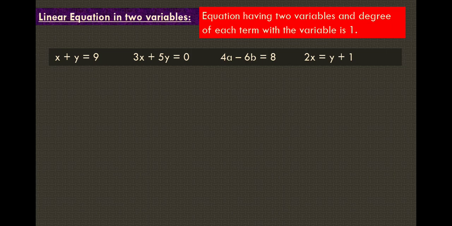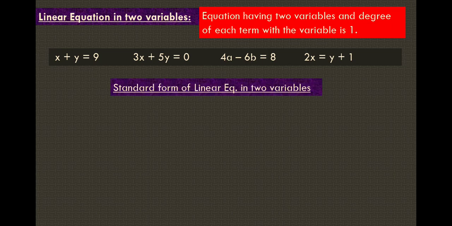Now let us understand the standard form of a linear equation in two variables. Every equation has its own standard form. Now let us see: ax plus by plus c equal to 0. This is the standard form of a linear equation in two variables.